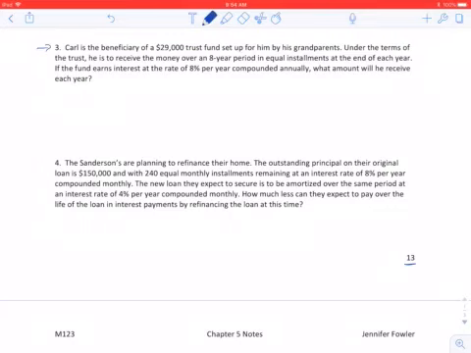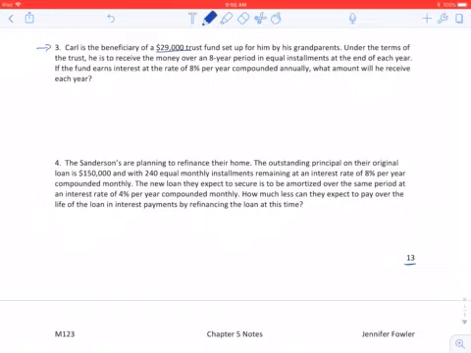Carl is the beneficiary of a $29,000 trust fund set up for him by his grandparents. Under the terms of the trust, he is to receive the money over an 8-year period in equal installments at the end of each year. If the fund earns interest at the rate of 8% per year compounded annually, what amount will he receive each year?